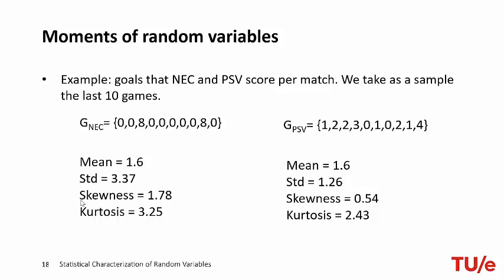Therefore, by looking at all these statistics, we can expect a much larger deviation of the number of goals scored by NEC compared to the number of goals scored by PSV. Bear in mind that in this case we are using a set of observations. We are not using a probability model, so it would be more correct to talk about sample mean, sample standard deviation, sample skewness, and sample kurtosis. With this example, we conclude the screencast on the statistical characterization of random variables.